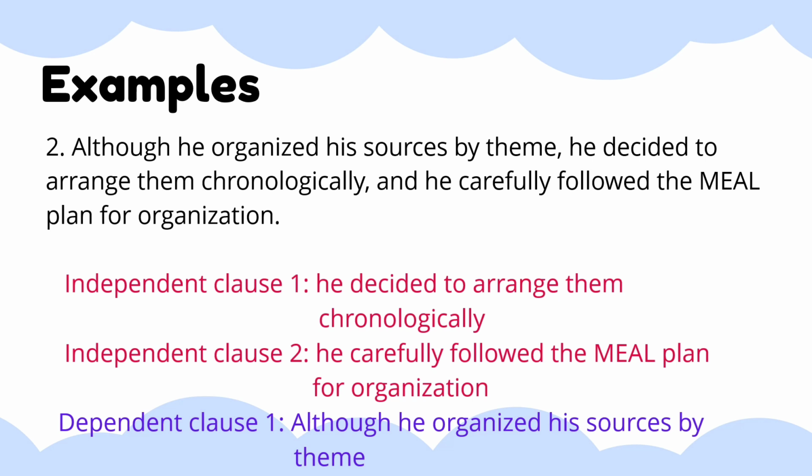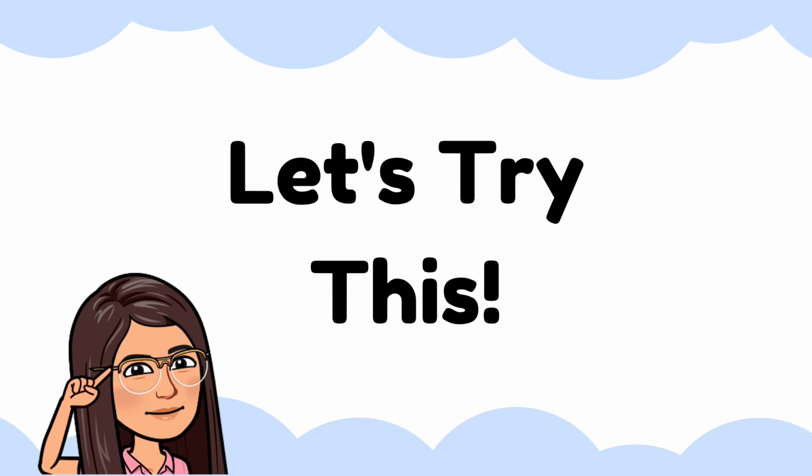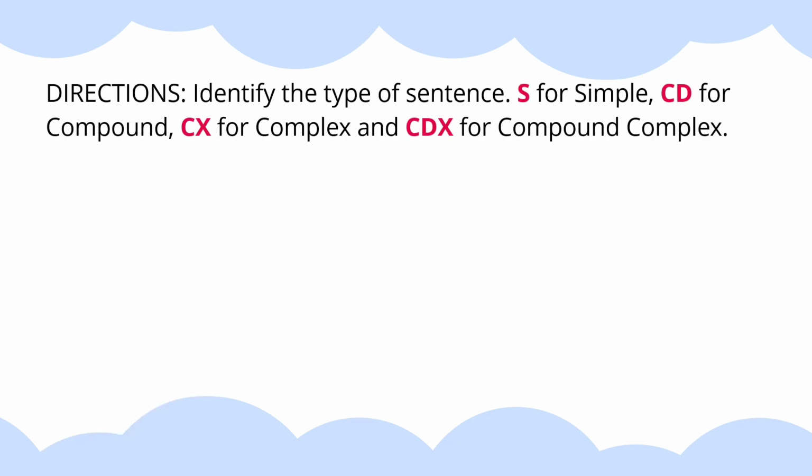Now that we're done, let's try this activity. Get a piece of paper and let's answer. I know you can do this. Identify the type of sentence. Choose S for simple, CD for compound, CX for complex, and CDX for compound complex. Are you ready? Let's begin.